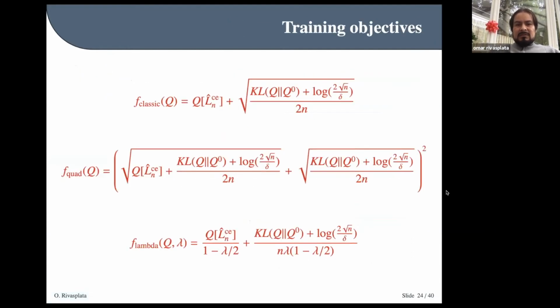If you think of the three PAC-Bayes bounds I mentioned, the classic PAC-Bayes bound, the quadratic PAC-Bayes bound, and the PAC-Bayes lambda bound, any of those leads to a training objective that can be used for training neural networks. This slide shows more or less what those training objectives look like. The KL terms are part of the PAC-Bayes bound, so they immediately become part of the function to be optimized. A comment on the empirical term: this empirical loss is not the classification loss. Although we are treating a neural network classification problem, we use a surrogate loss for learning. The typical surrogate loss is the cross entropy loss.